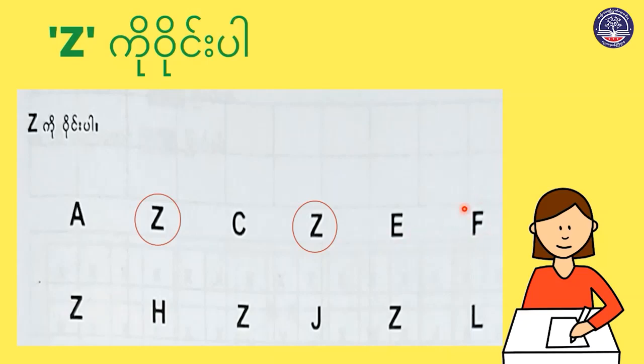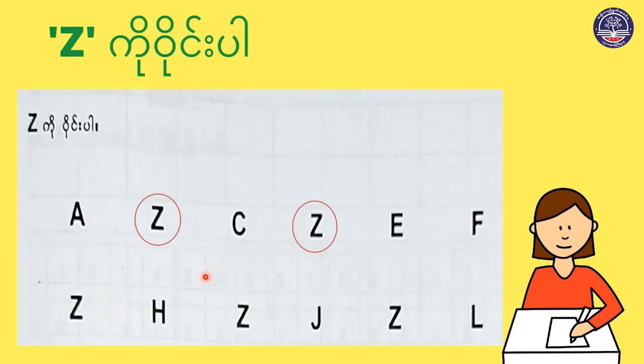Now the last one in the first row. What is this? We have already learned about this one also. What is that? This is letter F. Correct. This is letter F. So are we going to circle this? No, because it isn't letter Z, so we will leave this. So we are done with the first line.